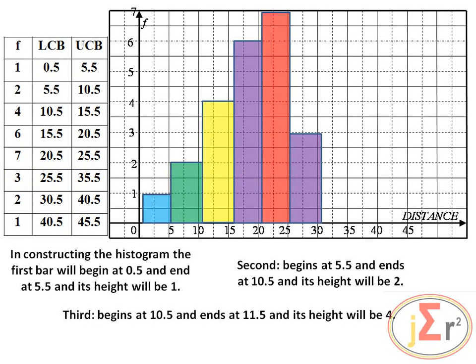Then we have another bar, 30.5 to 40.5. Finally, the last bar, 40.5 to 45.5, and the height of that bar is 1. There we have our histogram.